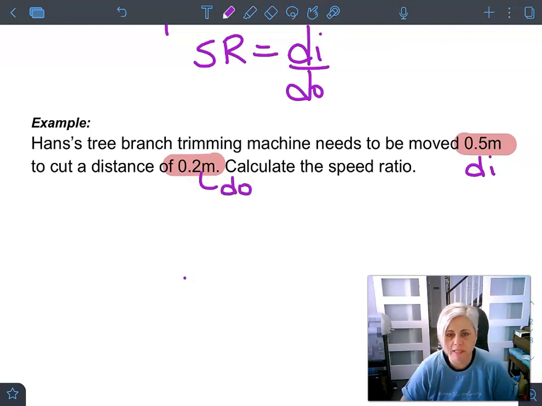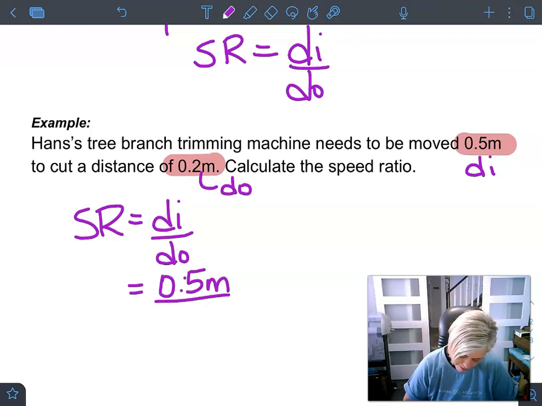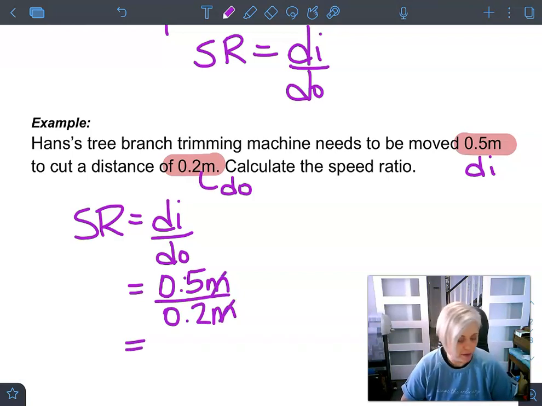Once we've done that mental work, we can go ahead and write the formula. Input distance over output distance, 0.5 meters this time, divided by 0.2 meters. The meters cancel out. In my calculator, 0.5 divided by 0.2 comes out to 2.5.